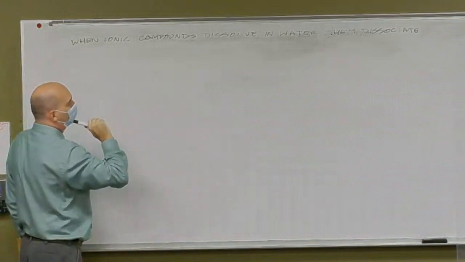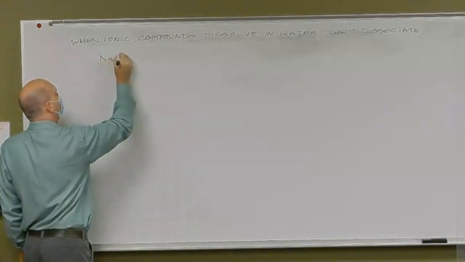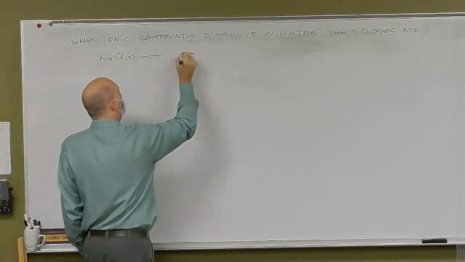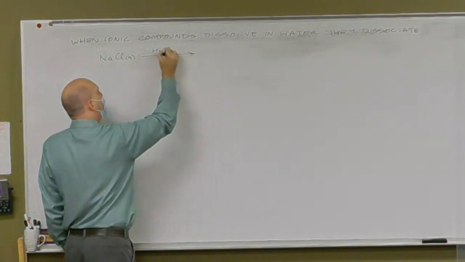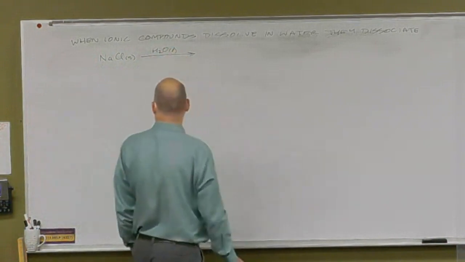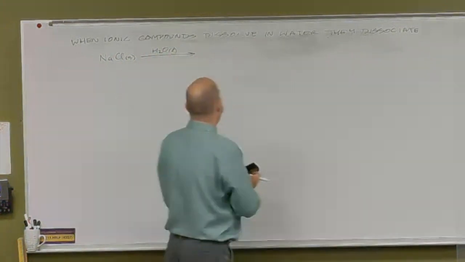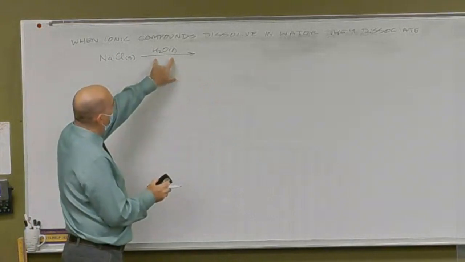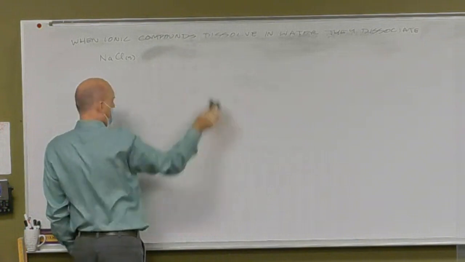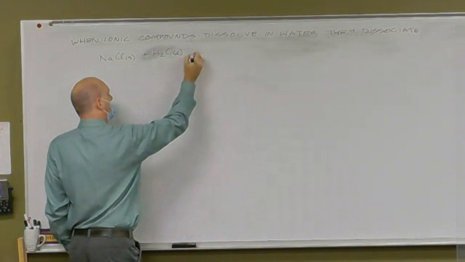So when ionic compounds dissolve in water, they dissociate. Here is sodium chloride. It's a solid. I'm going to put that in the presence of water. You can actually write that as a reactant. It doesn't have to be. Sometimes we write it over the arrow, but that's more of an organic reference than a general chemistry reference.